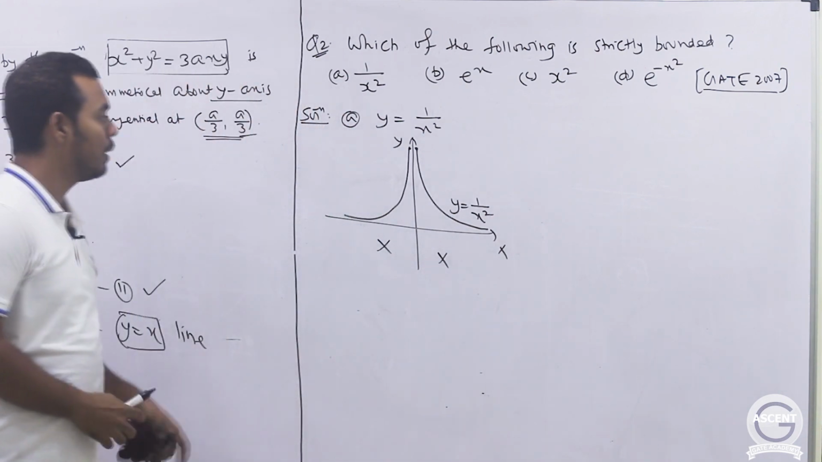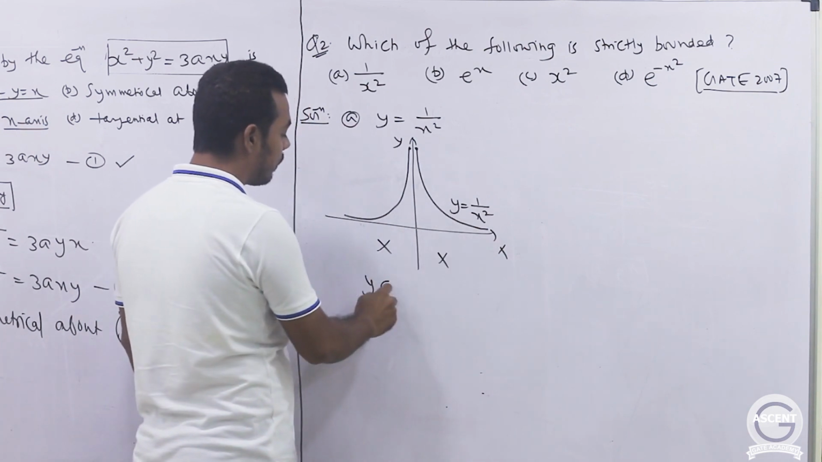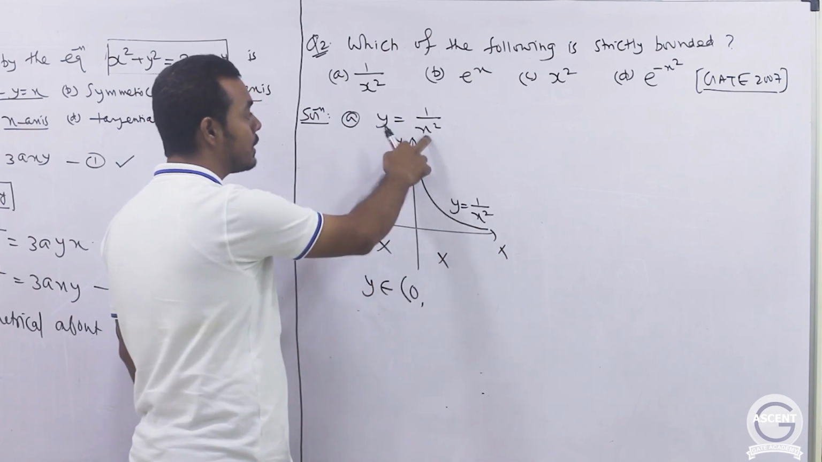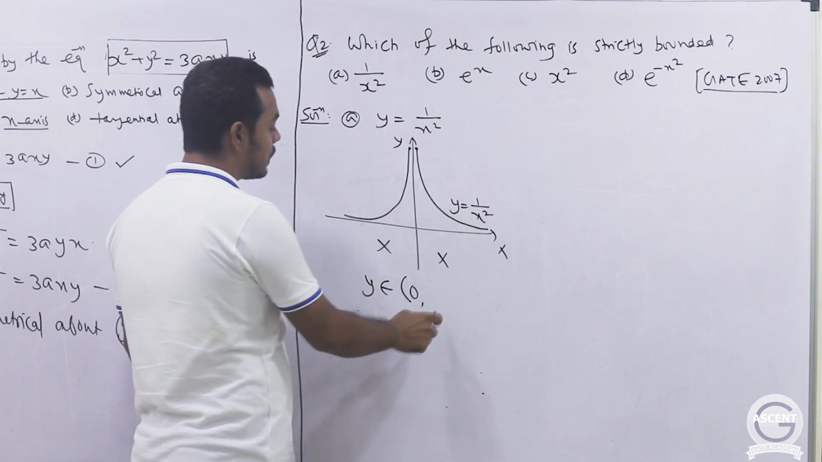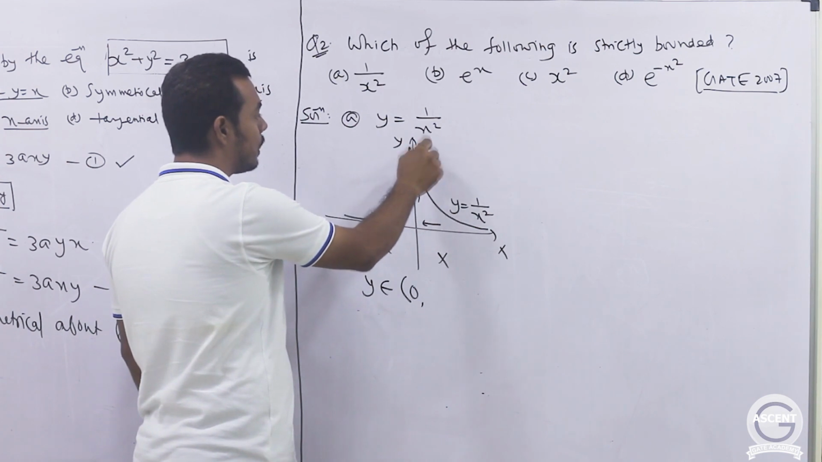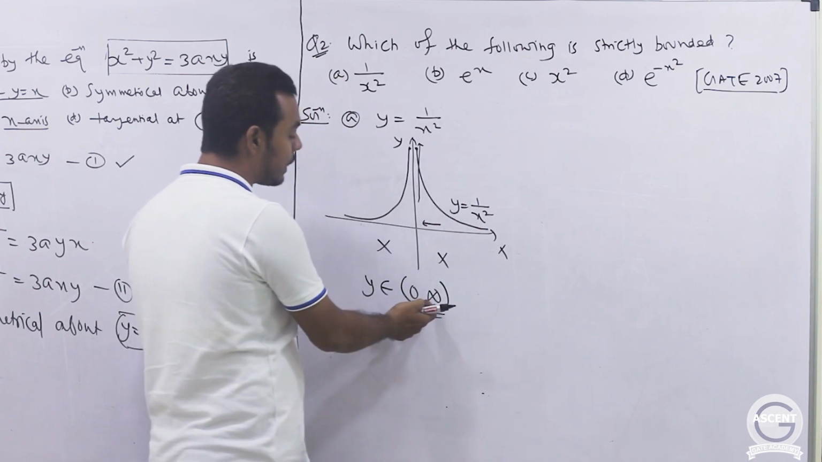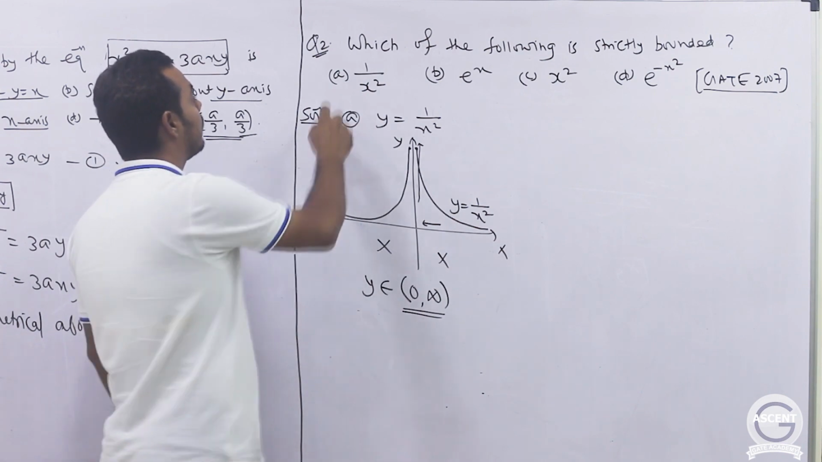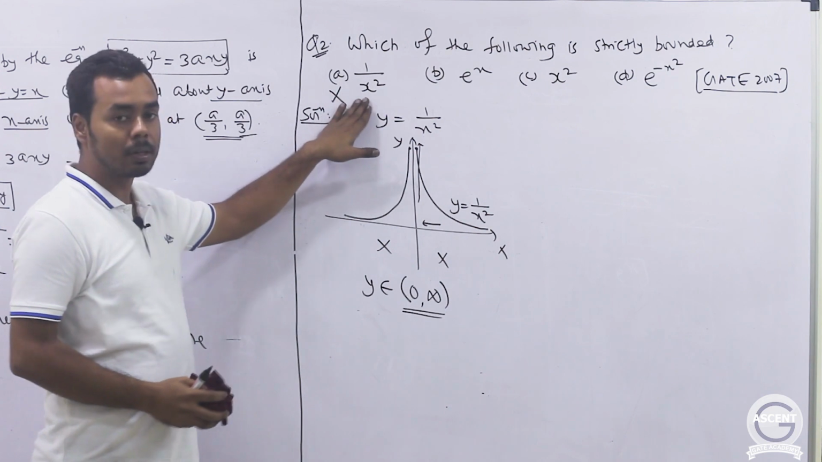Here you can easily see what the range of y is. The minimum value of y is 0. Obviously you will not get exactly 0; you will get 0 only when x is infinity. Therefore I am writing an open bracket here. So y belongs to 0 to, and when x is very close to 0, the value of y is approaching infinity. So the range of y is from 0 to infinity. Since the range is not finite, this option A is incorrect. This function 1 by x square is not bounded.